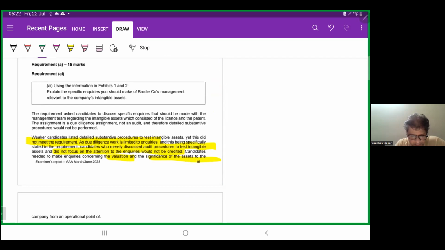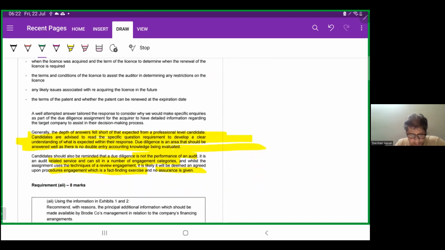The requirement is: using exhibits 1 and 2, explain the specific inquiries you should make of the target company's management relevant to the company's intangible assets. Here, weaker candidates listed detailed substantive procedures to test intangible assets, which does not meet the requirement, as due diligence is limited to inquiries, and this was specifically stated in the requirement. Candidates who merely discussed audit procedures to test intangible assets and did not focus on inquiries would not be credited. Candidates needed to make inquiries concerning the valuation and the significance of assets.